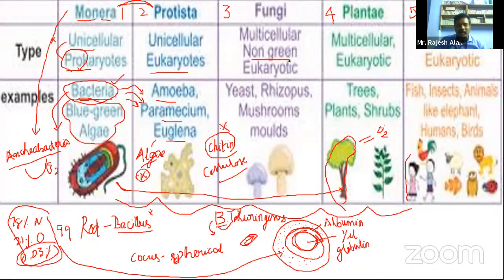They are non-green because they are not photosynthetic. They are heterotrophs. They depend upon other organisms for food. Yeast, Rhizopus, mushrooms, molds, all of this comes under fungi. Then Plantae: trees, plants, shrubs. Animals are multicellular eukaryotic, and all of these organisms come under this category. What we have discussed here are question areas for prelims as well as mains, for the UPSC aspect.